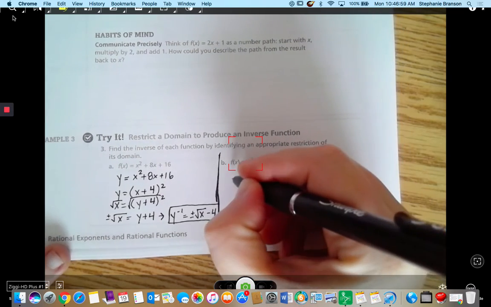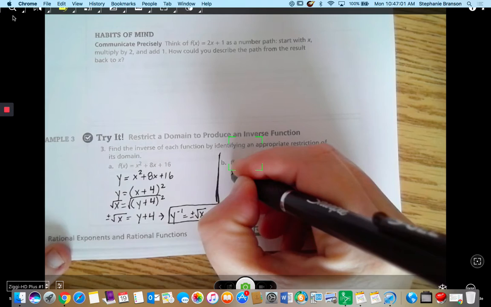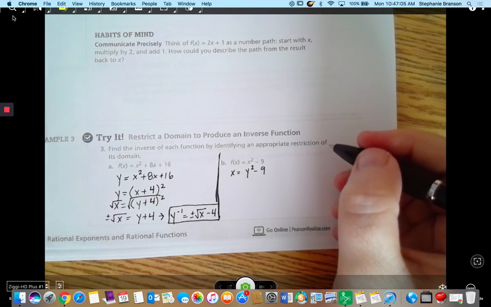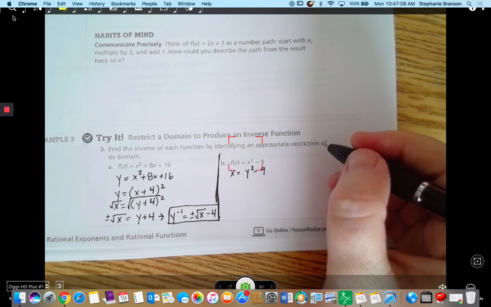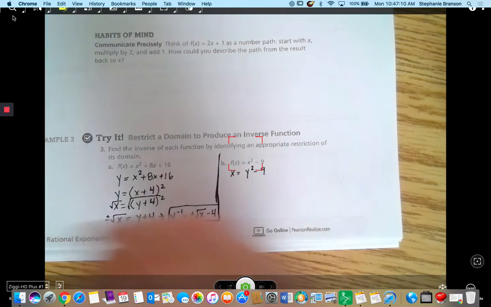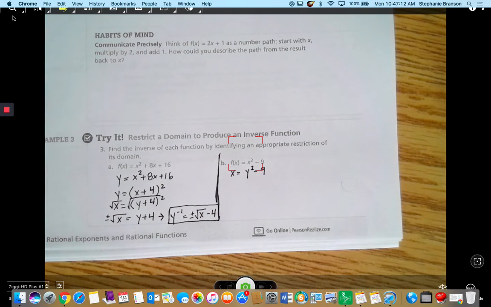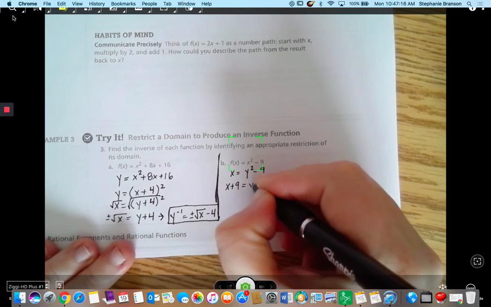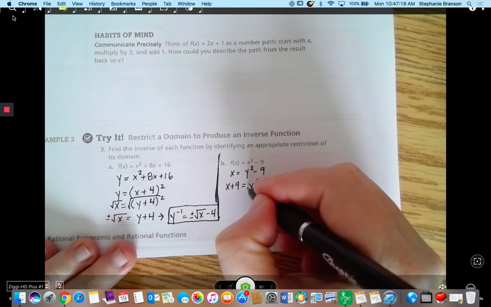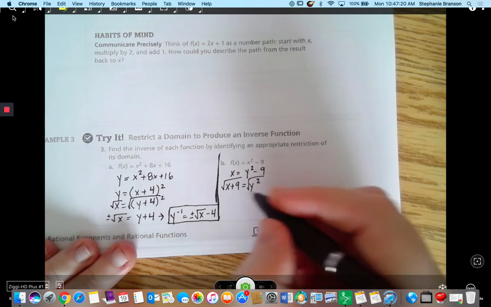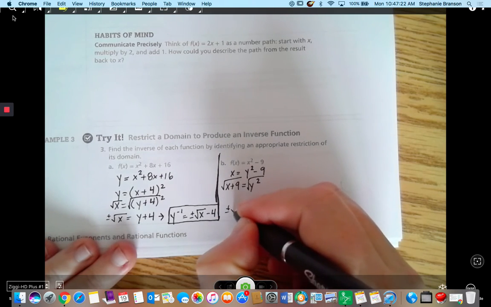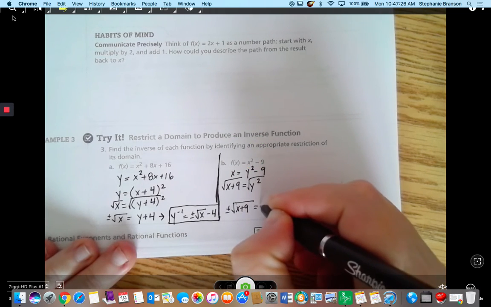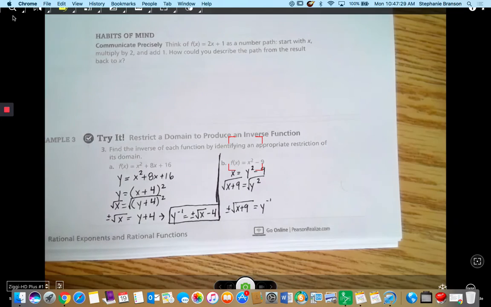Alright, we're going to find the inverse of b. x equals y squared minus 9. I just went ahead and switched x and y. Add 9 to both sides. x plus 9 is equal to y squared. And then to get y by itself, we would take the square root. So plus or minus the square root of x plus 9 is equal to the inverse of y.